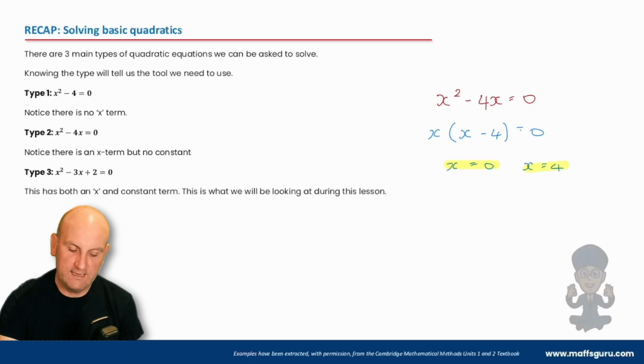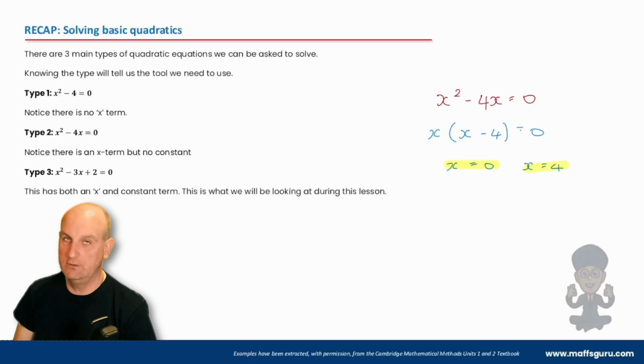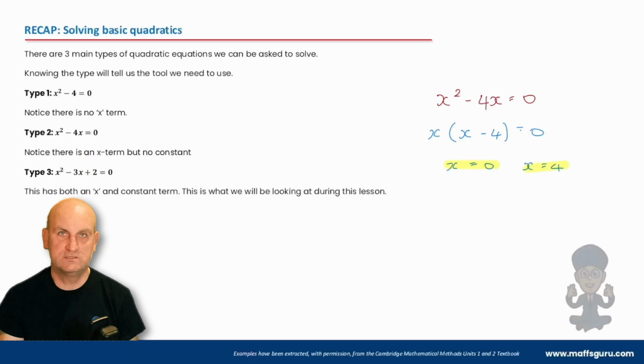Now type 3, which is the one I'm probably going to focus on a little bit more this lesson, is that one there, which is the x squared minus 3x plus 2. Now notice here, we have a squared term, we have an x term, and we have a constant. Now in that situation, those are the more tricky ones, and there are a range of ways of solving this, but let's have a look now.